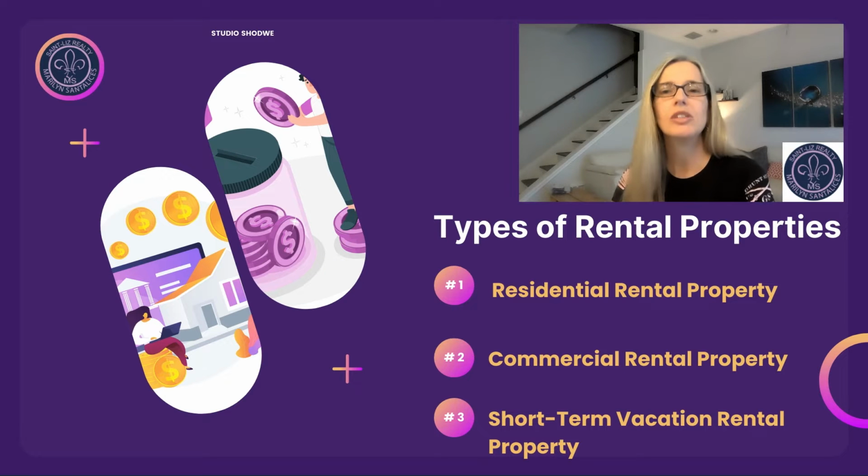There are also different types of rental properties, such as residential, commercial, and short-term or vacation rental properties. I'm going to talk about the power of rental income and how owning and renting out properties can create a steady cash flow for you. Here are a few examples that illustrate how owning and renting out properties can create a steady cash flow.